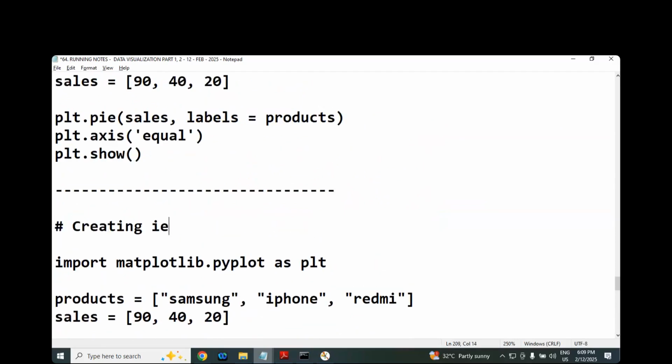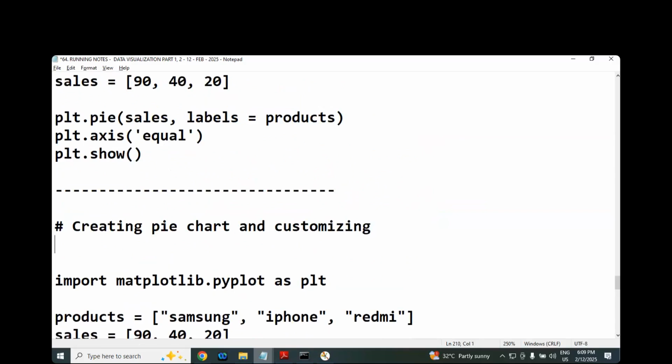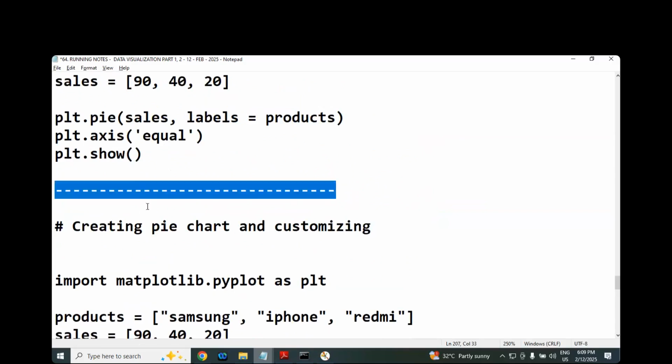Creating pie chart and customizing. Up to you, you can apply any number of colors.